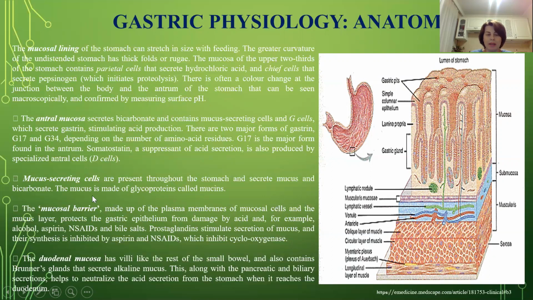The mucosal barrier, made up of the plasma membranes of the mucosal cells and the mucus layer, protects the gastric epithelium from damage by the acid and by toxic agents such as aspirin or NSAIDs, alcohol, or bile salts. Prostaglandins stimulate secretion of the mucus, and their synthesis is inhibited by aspirin and NSAIDs. The duodenal mucosa has villi, like the rest of the small bowel, and also contains Brunner glands that secrete alkaline mucus. This, along with the pancreatic and biliary secretion, helps to neutralize the acid secretion from the stomach when it reaches the duodenum.